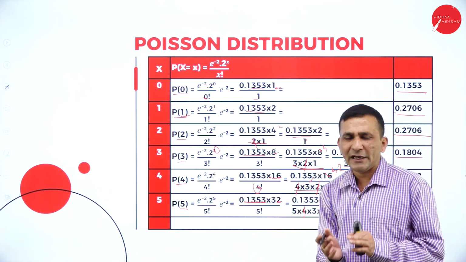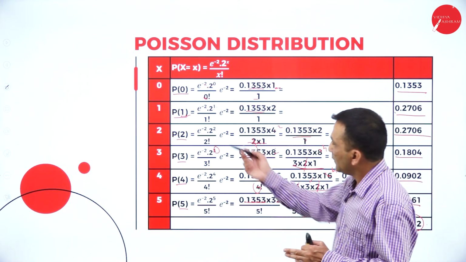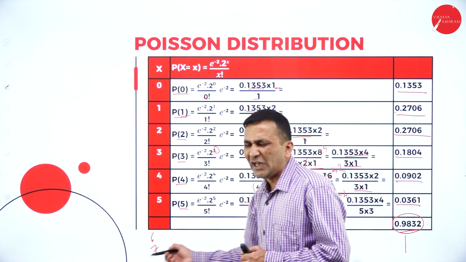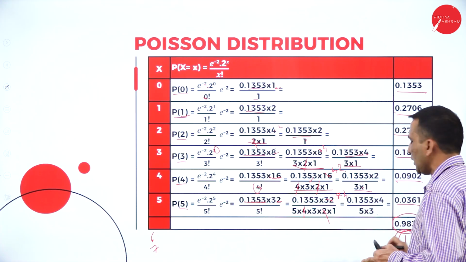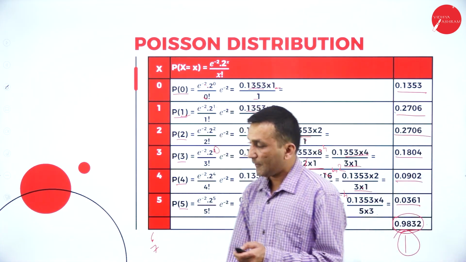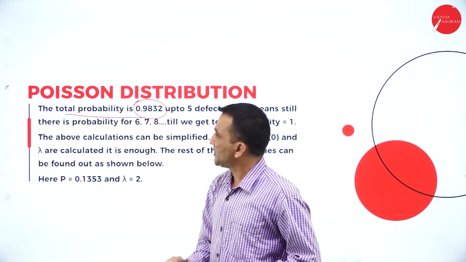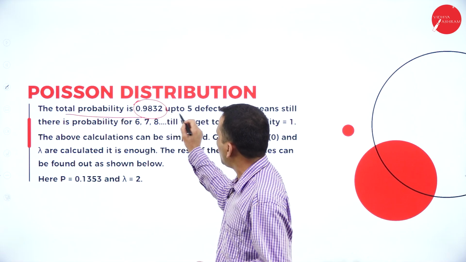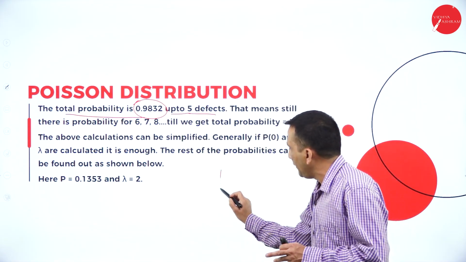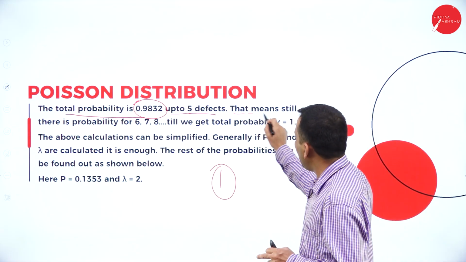After adding all of these, we get 0.9832. Because the total probability needs to be exactly 1, whatever is missing means the defective count can be extended to 6 or 7, until the total summation reaches 1. So in this case, the total probability we are getting is 0.9832 up to 5 defective, and it can be extended because the total probability needs to be 1.